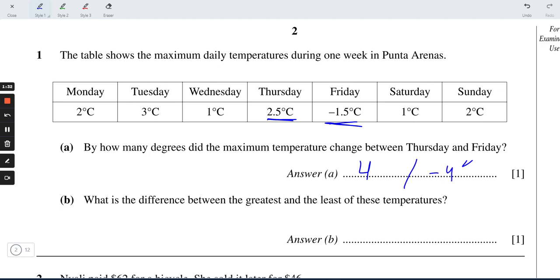Now what is the difference between the greatest and the least of these temperatures? The greatest is Tuesday, which is 3 degrees Celsius. The least one is minus 1.5 degrees Celsius. So here, 3 minus minus 1.5, you will get 4.5. So 4.5 or minus 4.5 is allowed also. So the answer is 4.5.